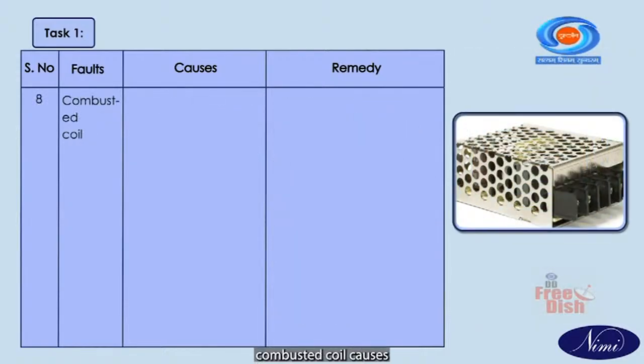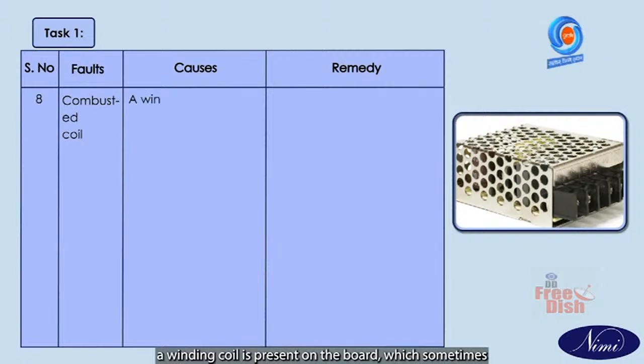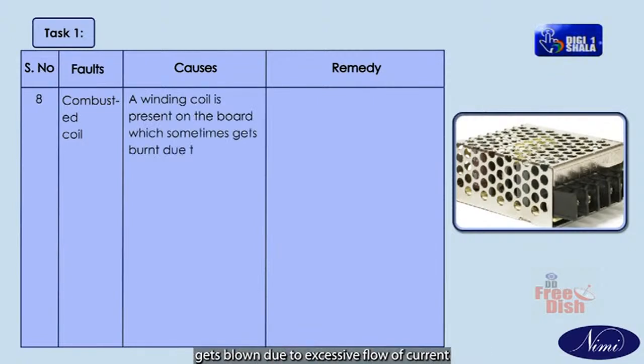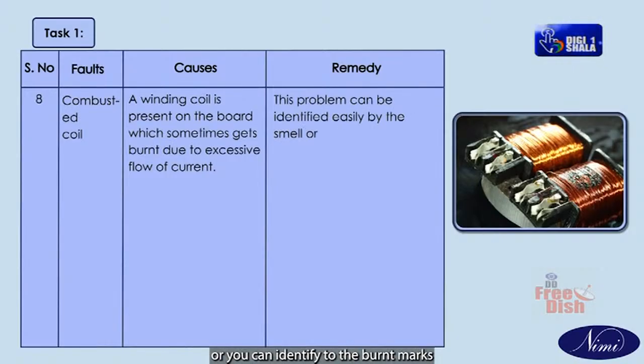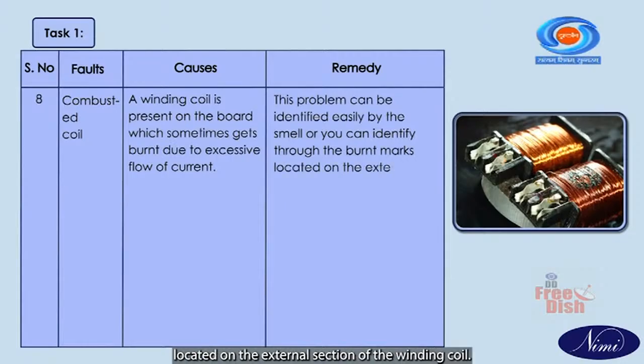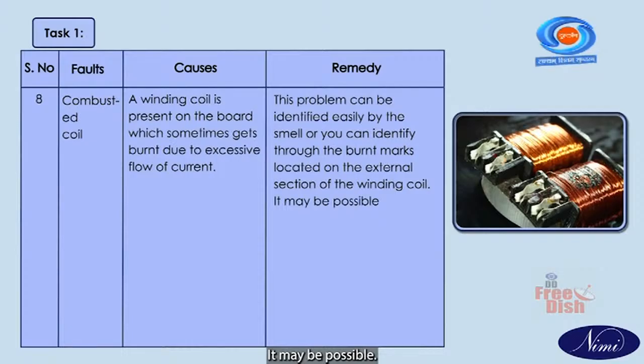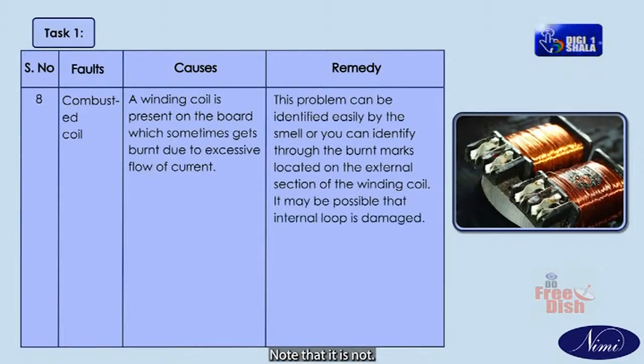Number 8. Combusted coil. Causes: a winding coil is present on the board which sometimes gets burned due to excessive flow of current. Remedy: this problem can be identified easily by the smell, or you can identify it through the burnt marks located on the external section of the winding coil. It may be possible that the internal loop is damaged.